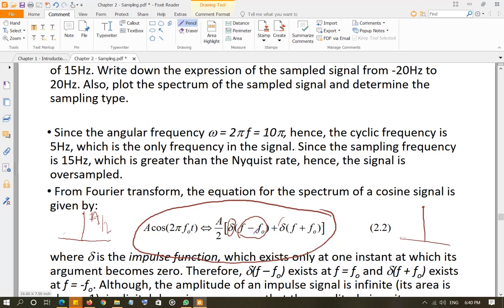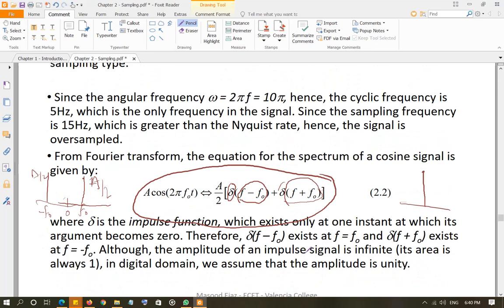So for this, for example, f minus f naught, the argument is going to become 0 when f is equal to f naught. So this signal is going to exist at f naught. And likewise, f plus f naught, when f is negative f naught, the argument is going to become 0, and this impulse will exist at negative f naught. So you have a positive f naught, and then let's say this is 0, then you have a negative f naught. So this will be the spectrum of a cosine signal. Two impulses, one at positive f naught, one at negative f naught, the magnitude of the impulses are a by 2. So that's a cosine signal spectrum.